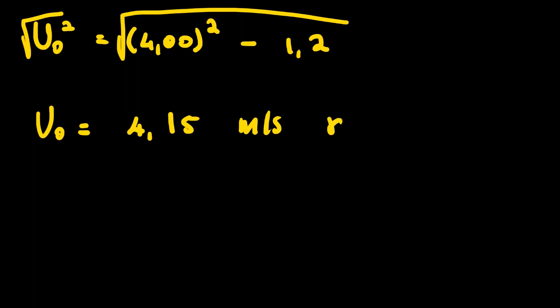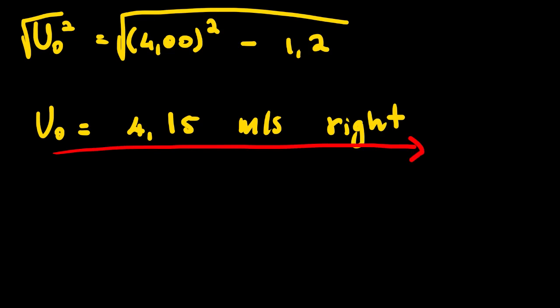We are looking for the initial velocity, so we can say it is to the right or the positive direction. Remember, velocity is a vector quantity, so it must have magnitude and direction.